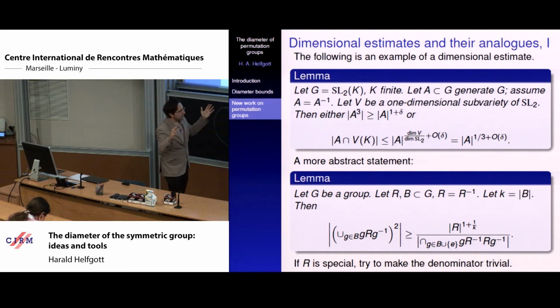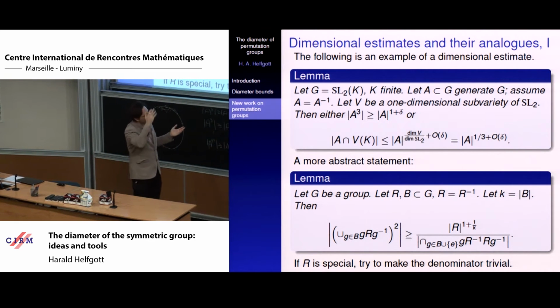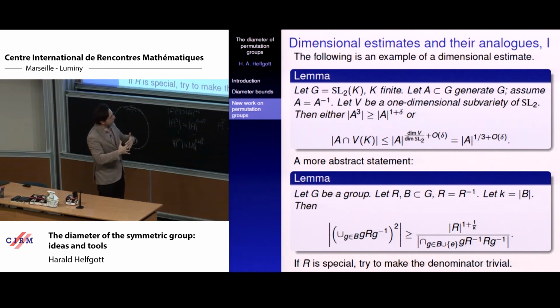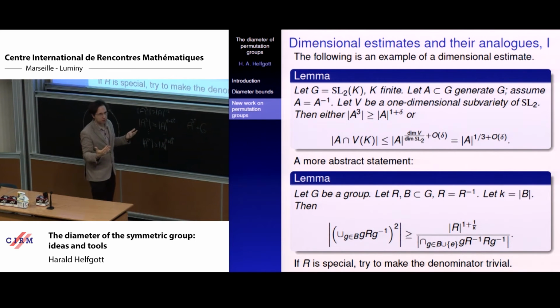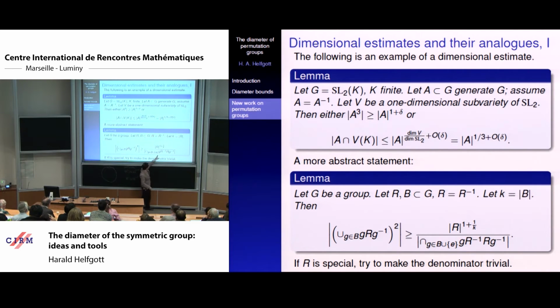So very generally, you could have some sort of being special in the symmetric group, and you would like to use the fact that you have something special to conjugate, take intersections until this denominator becomes trivial. And there you must have growth. This thing on the left is bigger than R to the 1 plus 1 over K.